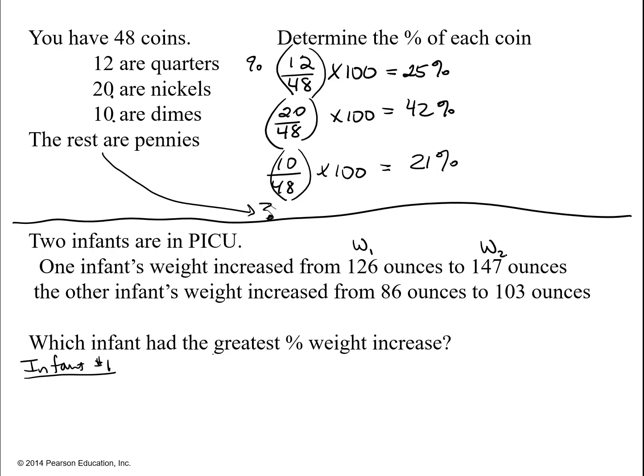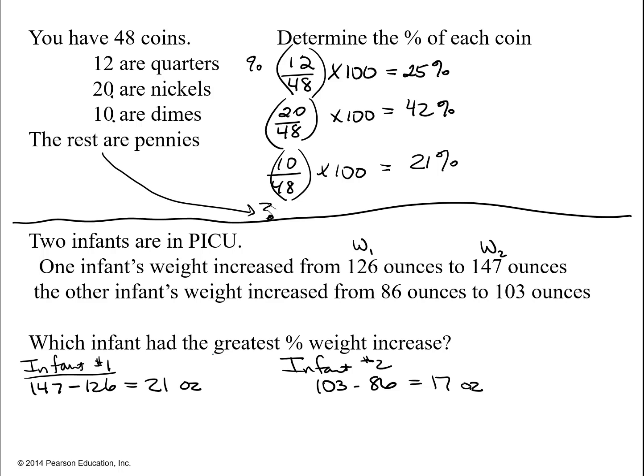Yeah, I would subtract their weights and find the difference. So 147 minus 126, that's 21 ounces. That tells you how much weight the baby gained. What about baby 2? 103 minus 86, that's 17 ounces. So when you just look at these, doesn't it look like baby 1 gained more weight? Well, baby 1 did gain more weight.